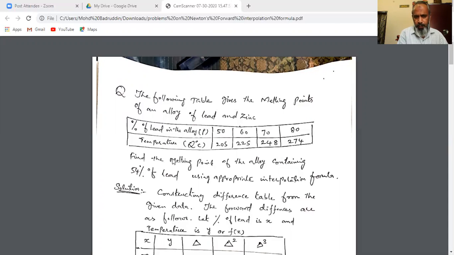Now 54% is in the beginning of the tabulated values. In the given set of tabular values, 54 is in the beginning of the set. So if we have to determine the value at the beginning of the set of tabular values, we use Newton's forward interpolation formula. Now, constructing the difference table from the given data, the forward differences can be written as follows.